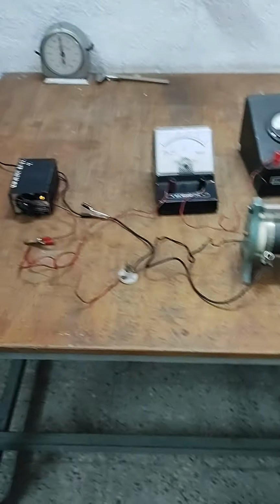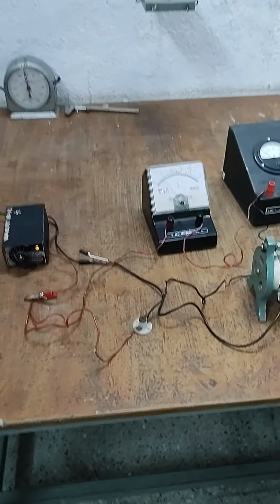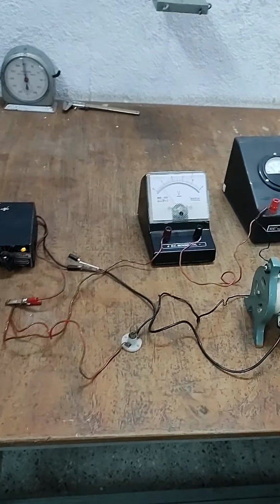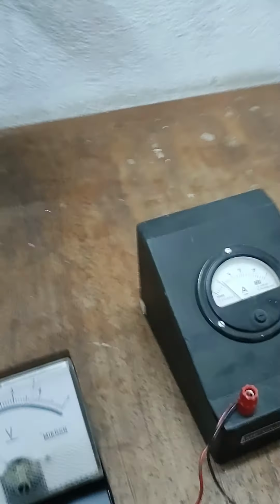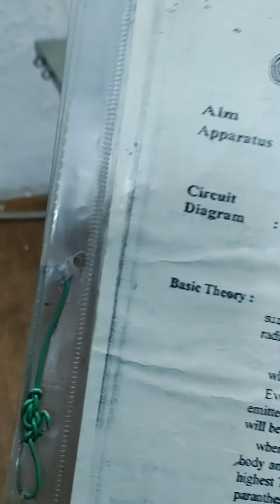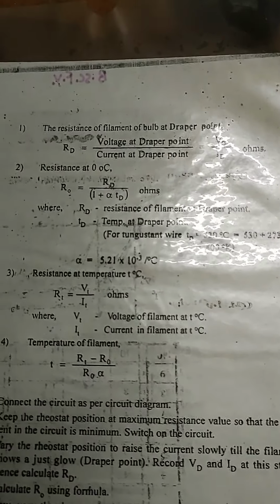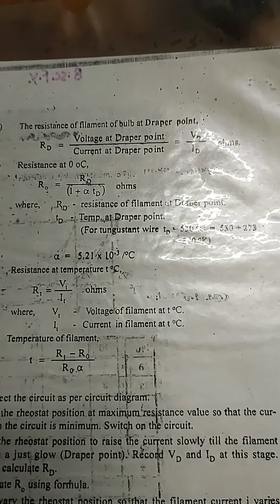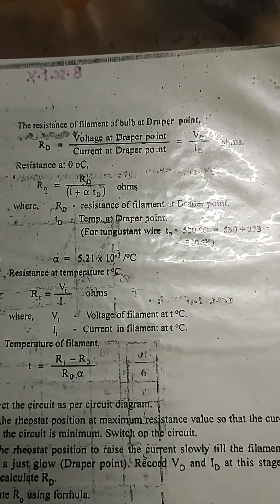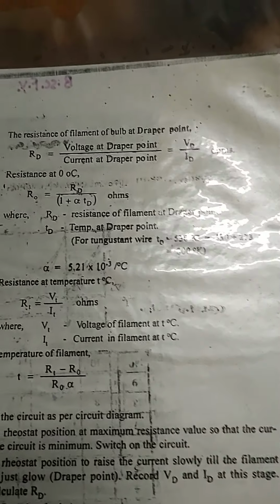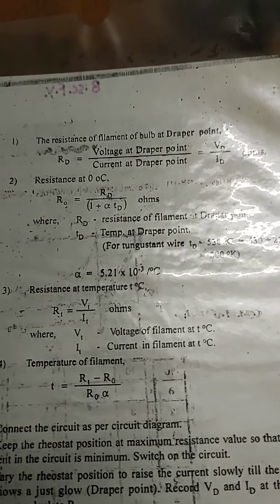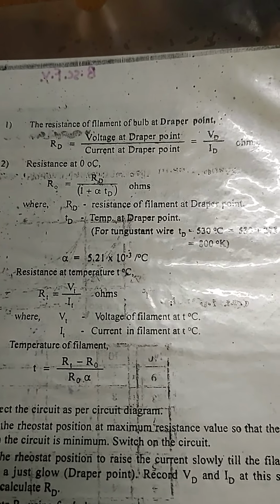Now what you have to do is find out how the radiation of this filament is dependent on temperature. For that purpose, the procedure is, you have to connect the circuit first. Here is the observation table, and this is the formula. What you have to find out is the resistance of the filament of the bulb at Draper point. At the Draper point we will measure the voltage Vd and the current Id.